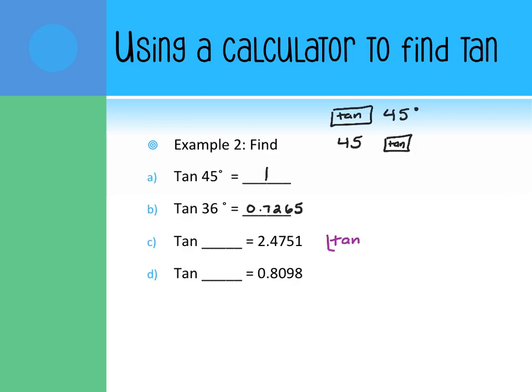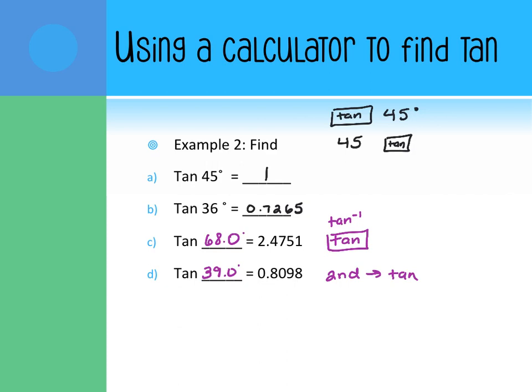So above tangent is a little button that says tan -1. So most of our calculators, we're going to hit second, and then we're going to hit tangent, and we get that tan -1, and then type in 2.4751, and we get 68.0. We're going to round these to the nearest tenth. And second tangent, 0.8098, and we get 39.0.